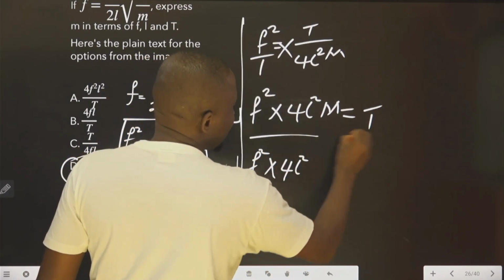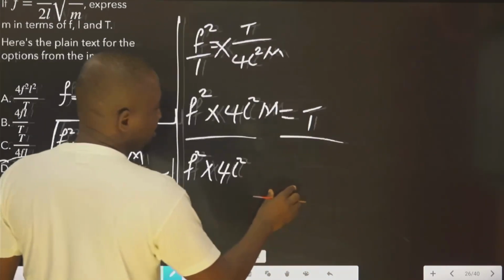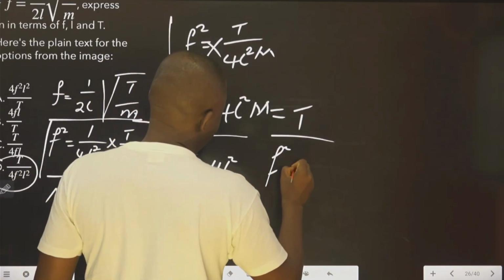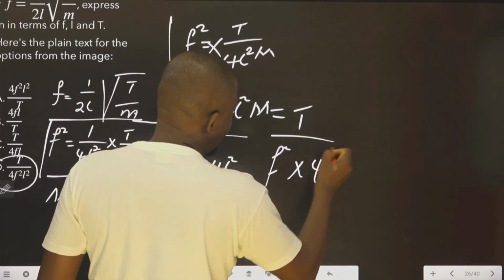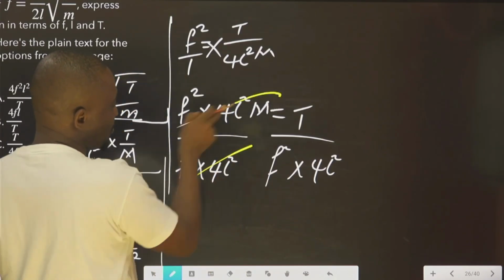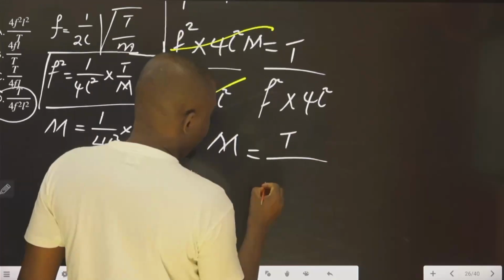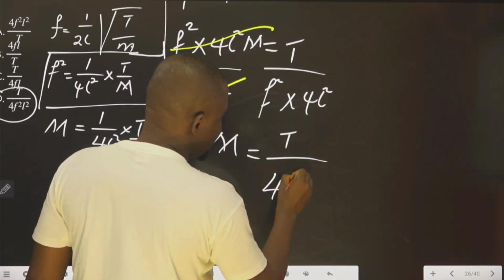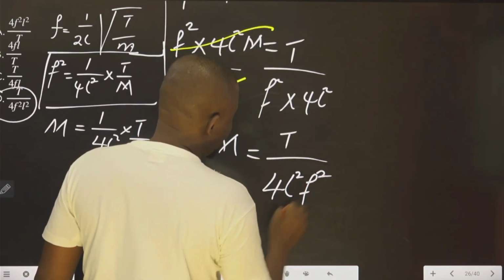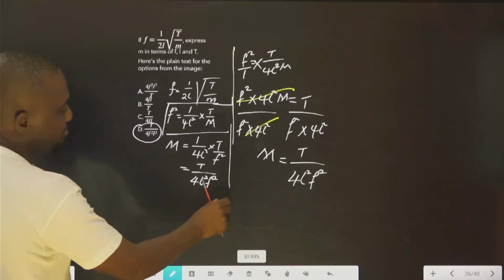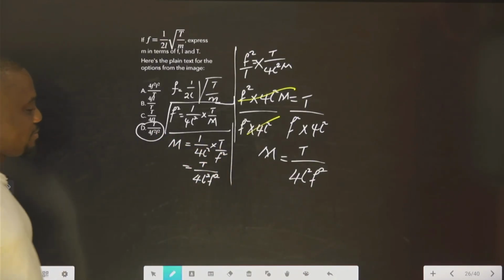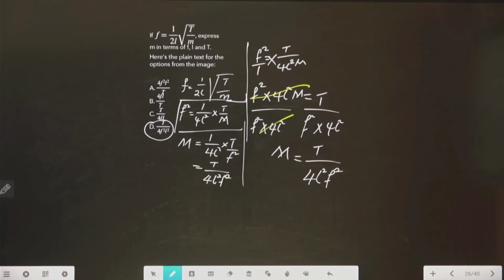This is what? f squared. This and this will cancel. m will remain to have t over 4l squared f squared. The same thing, right? The same thing. 4l squared f squared.